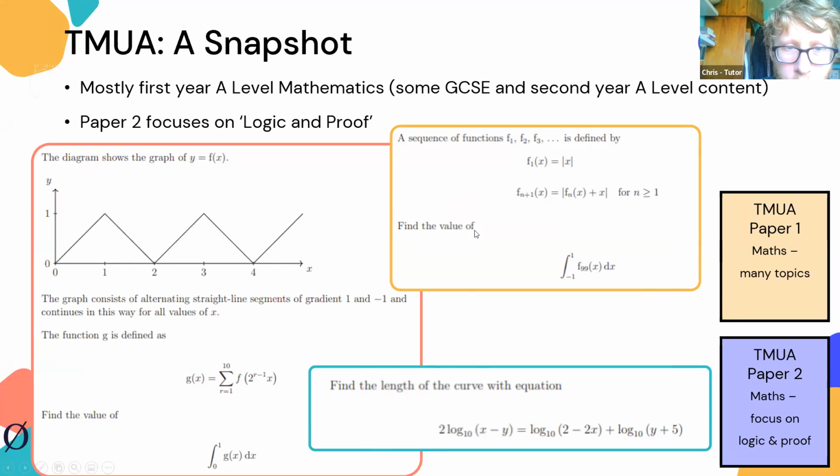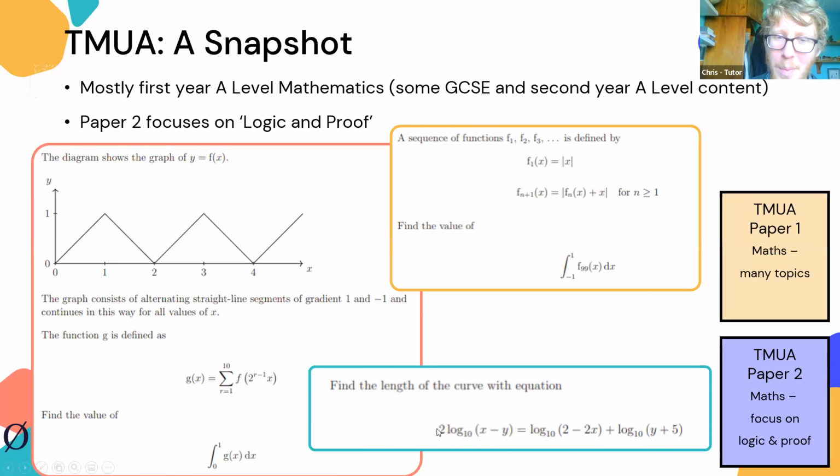We've got one with a bunch of mod signs, and it might be hard to see the subscripts, but it's a recursive function, defining f(n+1) in terms of f(n). And then there is an equation with some logs in and x's and y's. It asks for the length of the curve, which is a very strange question to be asked. You have to figure out what's going on there that would lead you to be able to find the length of the curve.